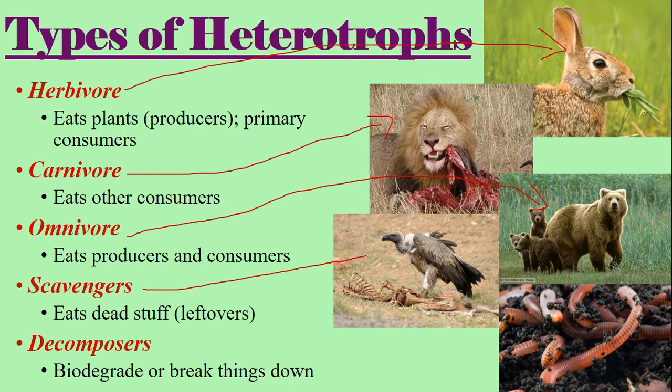Scavengers, that would be the vulture here. They eat dead stuff or the leftover stuff. They actually have really acidic stomachs so they can digest it and not get sick. And decomposers are kind of like these worms over here. They biodegrade or break down things in the soil even further than the scavengers. We can actually get into another one called detritivores, but right now just consider them as decomposers.